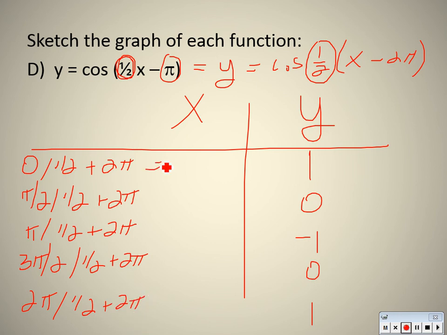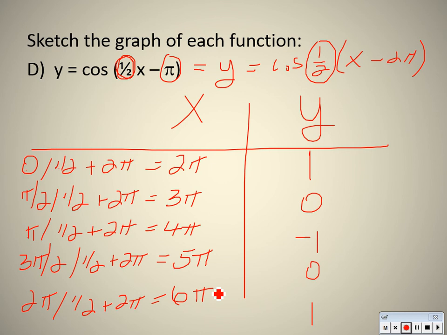So when I work these out here, I got 0 divided by 1/2 is 0, plus 2 pi is 2 pi. Then I have pi over 2 divided by 1/2 is pi, plus 2 pi would be 3 pi. Then I have pi divided by 1/2 is 2 pi, plus 2 pi would be 4 pi. Then I have 3 pi over 2 divided by 1/2 is 3 pi, plus 2 pi would be 5 pi. And then finally I have 2 pi divided by 1/2 is 4 pi, plus 2 pi would be 6 pi. So that's the result that I get from each of those values there.